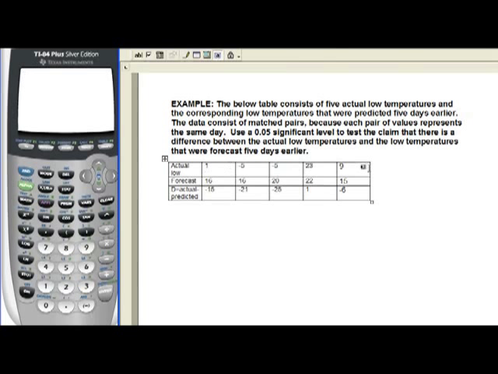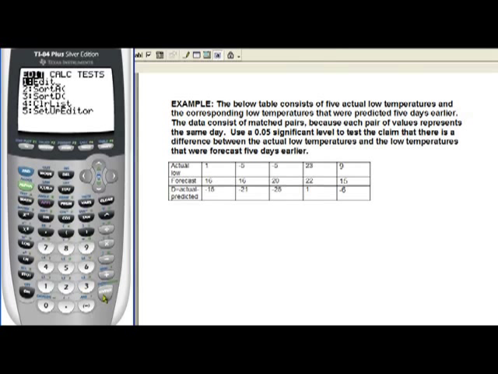So what I need to do is enter that data in my calculator, and I did that for you. You go to Stat, Edit. If you look at L1, I entered the actual lows: 1, -5, -5, 23, 9. In L2, I put the forecast values. In L3, I just subtracted this line, this minus that. To get that, you push enter and put L1 minus L2 while you're in that line. That will give you the differences right here.